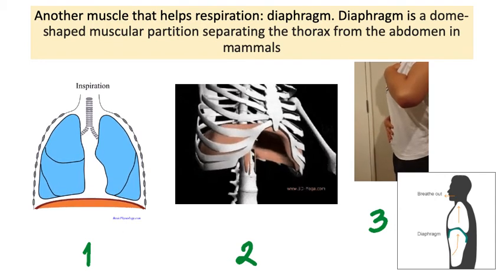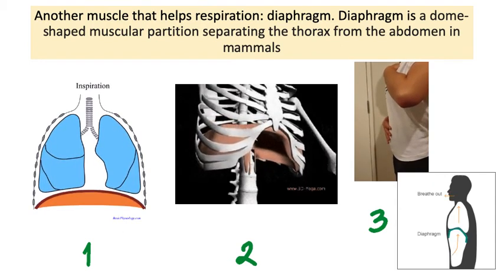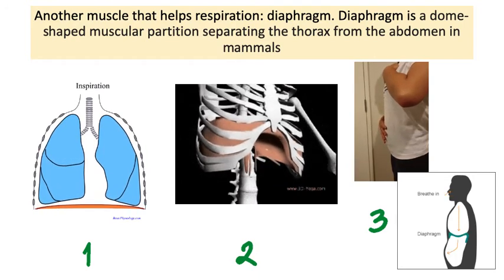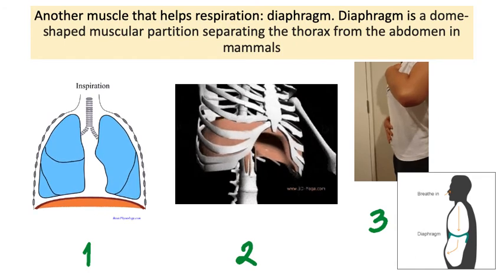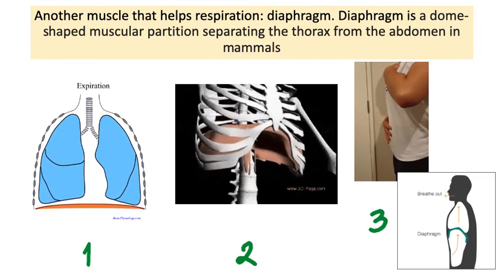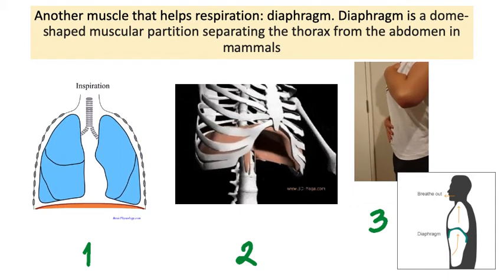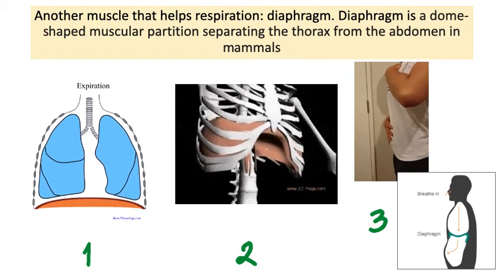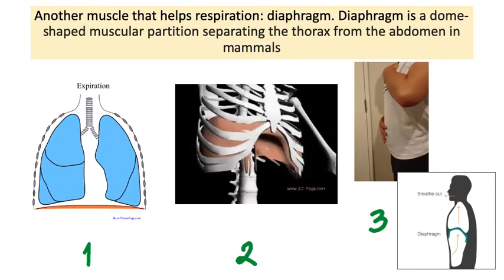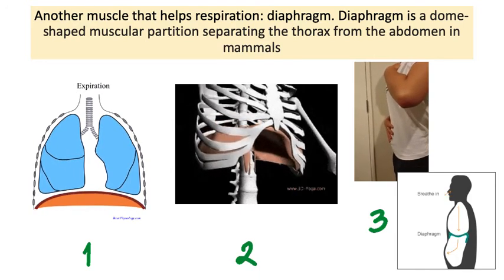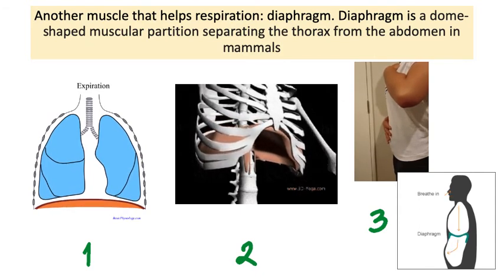The other structure in the respiratory system that helps to change the shape or the size of the volume, and thus change the pressure, is the diaphragm. So you can see from this slide there are lots of animations showing how the diaphragm goes up and down to change the volume of the thorax, or the volume of our rib cage. So let me read it.